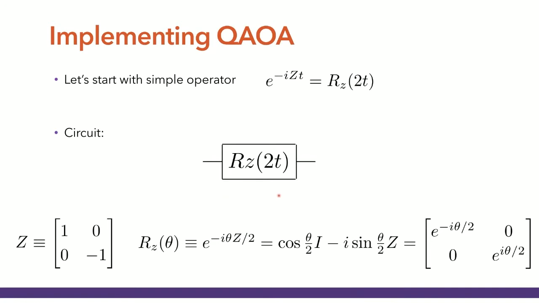I see there's a question in the chat. The question is, can the mixer be the sum of Z? So the start state is all zeros, which is easier to prepare than a superposition state.